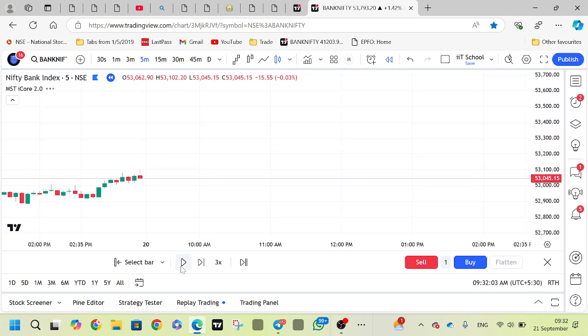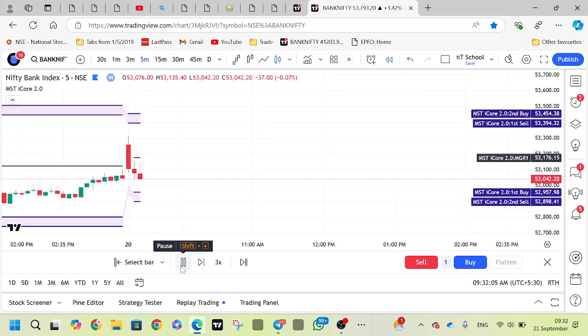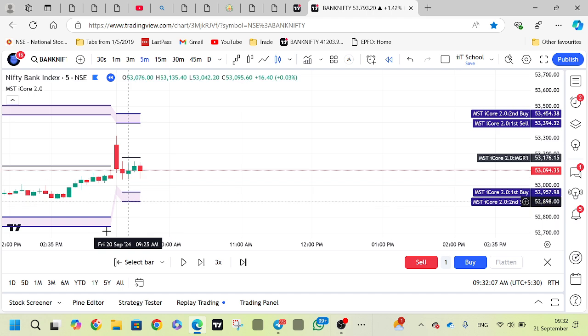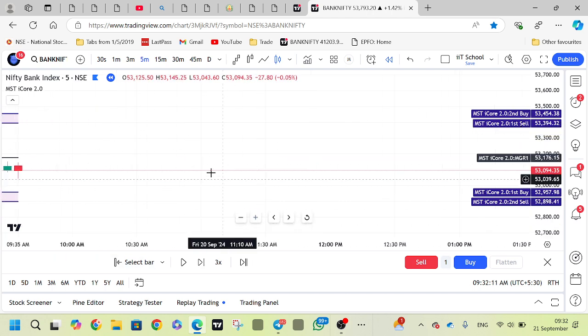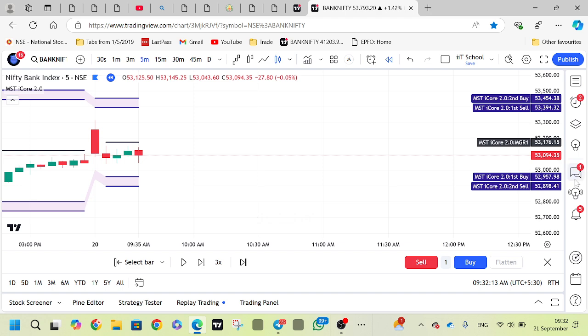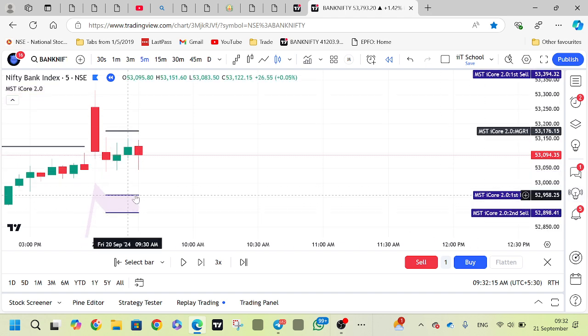Once the market has opened, we will get it like this. See, the market has opened. Immediately we got two lines formed on the top side and two lines formed on the bottom side. What does it mean? If the market is coming down to the first buy zone, here, this zone, then we have to take the corresponding call option, the 52,900 call option or the 53,000 call option.